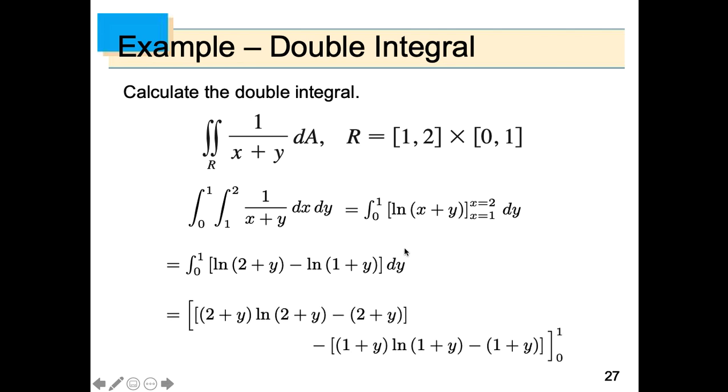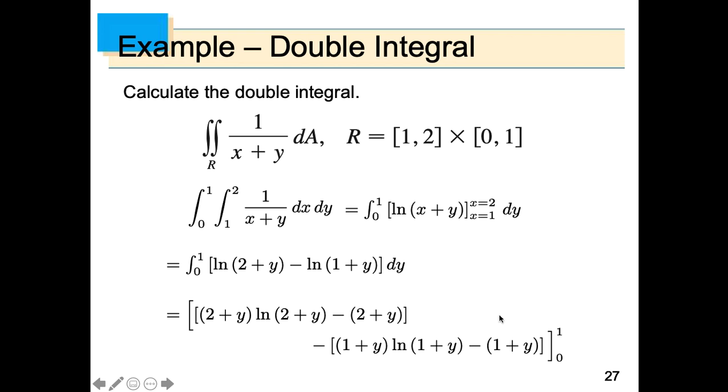So you'll notice you have the argument times natural log of the argument minus the argument. That's what the table is going to tell you. So I have the argument of 2 plus y. So it's going to be, again, 2 plus y, the argument, times the natural log of the argument minus the argument. That's the formula for the table. Same thing happens here. That way you don't have to integrate by parts.